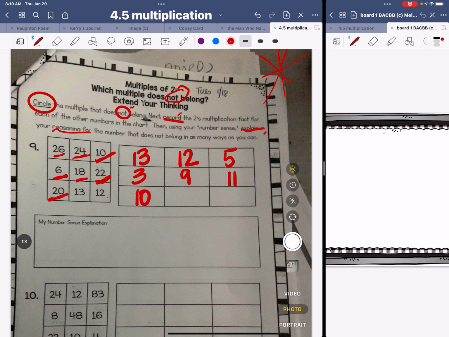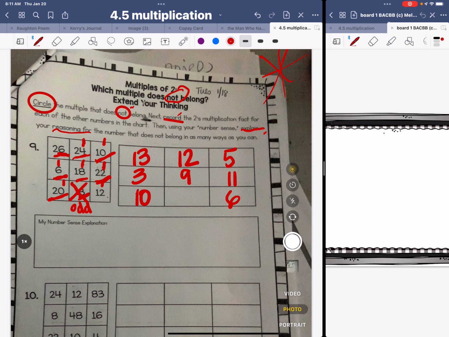Well, first of all, 13 is an odd number. Every product of 2 is going to have an even number at the end, okay? 6 is an even number, look here. 4 is an even number, 0 is an even number, 6 is an even number, 8 is an even number, 2 is an even number, 0 is an even number, and then 3 right here is an odd number. So that's one way to know. And then here, what can I multiply 2 times to get 12? I can multiply 2 times 6 to get 12.